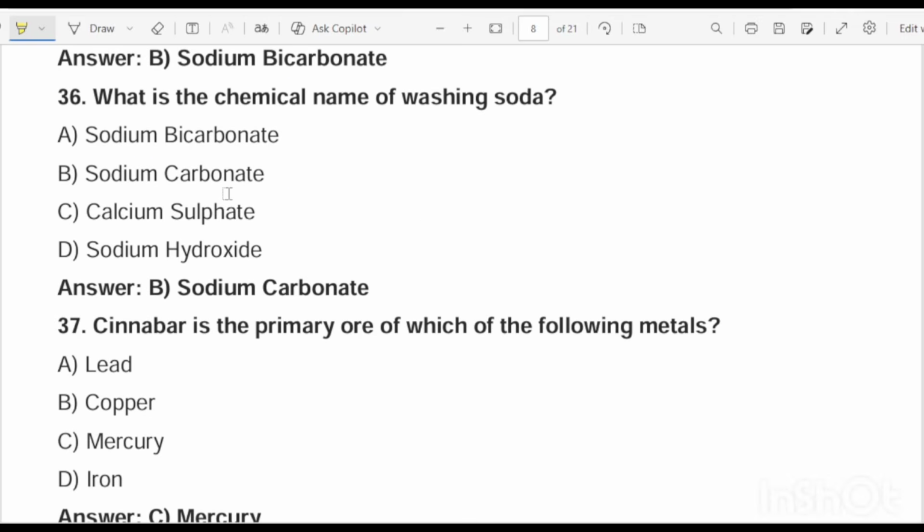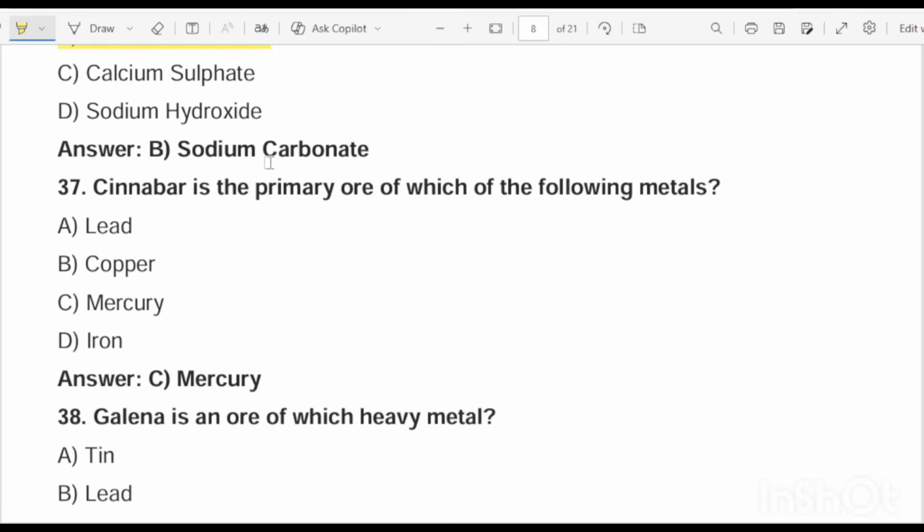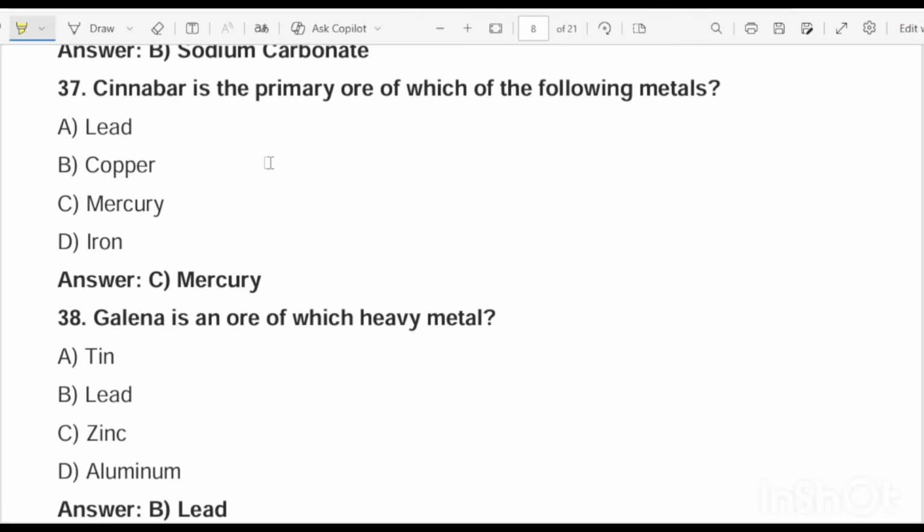Next question. What is the chemical name of washing soda? Correct option. Option B, sodium carbonate. Next question. Cinnabar is the primary ore of which of the following metals? Correct option.